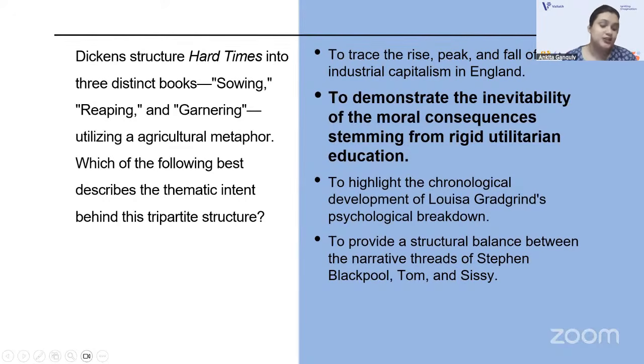Right? The tripartite structure of Hard Times into sowing, reaping, and garnering serves to highlight the moral, social, and personal consequences of a rigid utilitarian education and industrial philosophy. Here, the agricultural metaphor emphasizes a cause and effect theme. But the characters reap the unhappy or disastrous outcomes of the cold, factual, and unimaginative principles that were sown into their minds during childhood. So, what you sow, that is what you reap. This agricultural metaphor is very important in this context: the moral and social consequences of rigid utilitarian education, how it affects the characters and their destinies.